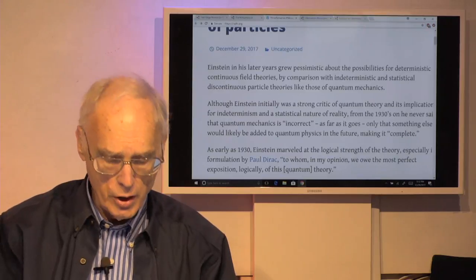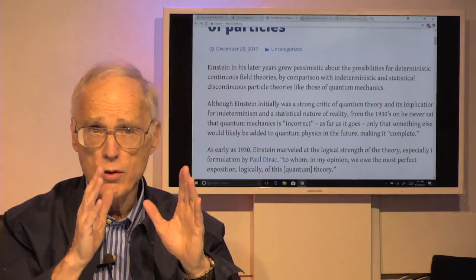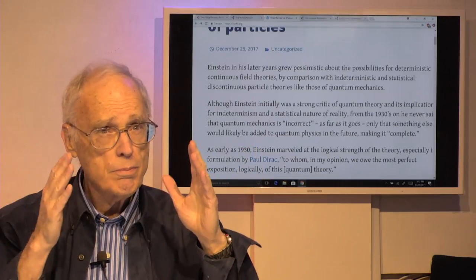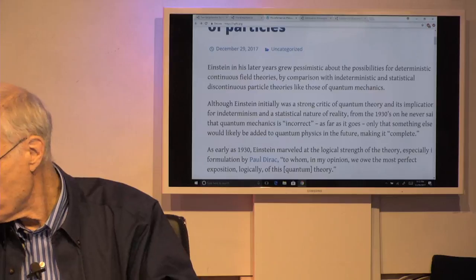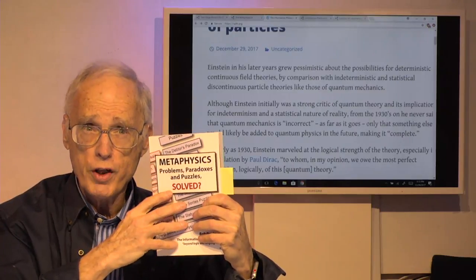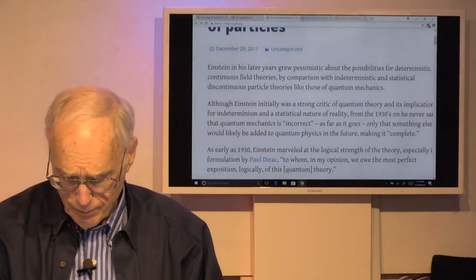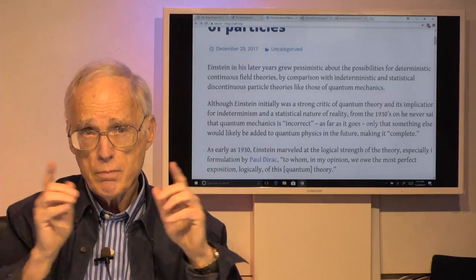I say Einstein in his later years, let's bring it up to you on the full screen, became pessimistic about the possibilities for deterministic and continuous field theories. Let me back up on just that thought. A continuous field theory has values at every single point. But there's some deep metaphysical question, which I deal with in the book, Metaphysics. I think I have a copy of my Metaphysics book here somewhere. And I want to remind you that this book is available for free download from my website at metaphysicist.com or my informationphilosopher.com website.